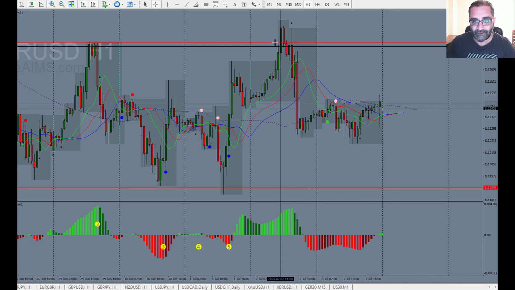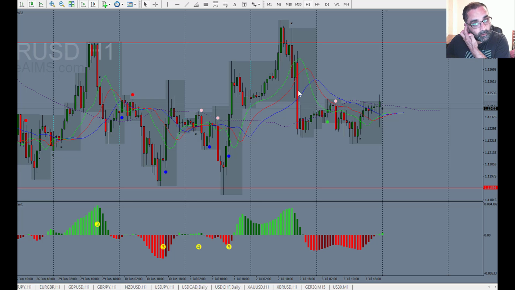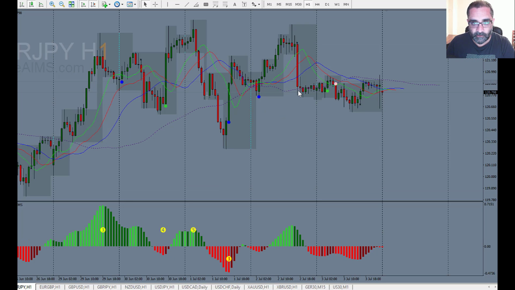But at the moment, as we can see, that resistance was strong. It created a massive response. Price immediately started to go down, and now it's back to its range. So there's no setup on this pair. Let's go to the euro yen.